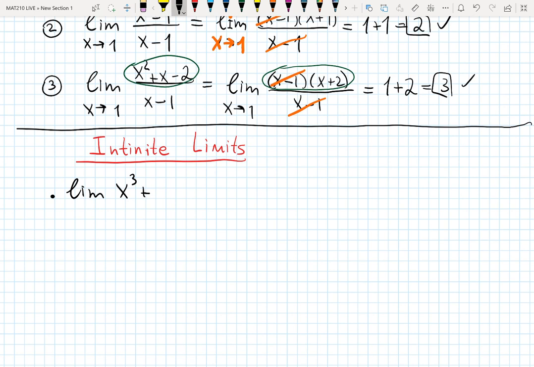x cubed plus x minus 11 all over x squared plus 1. You see there's no 0 in the denominator. What's the problem? Well, I want to see what is happening in the long run with this function. In the long run means at plus or minus infinity. Very reasonable question, because sometimes you want to see what is happening in the future.